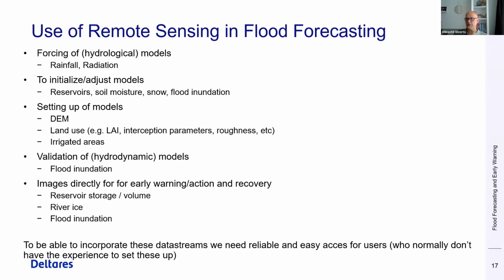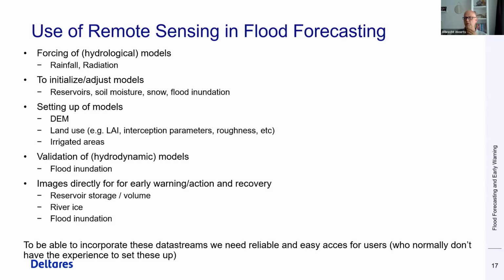So I made a slide that basically recaps how it is used. Forcing of models, that's a typical use of remote sensing products for flood forecasting. Rainfall, radiation, I will show examples later on. We also use the data to initialize our models. Think about reservoir, you could do it with soil moisture, snow, or flood inundation.